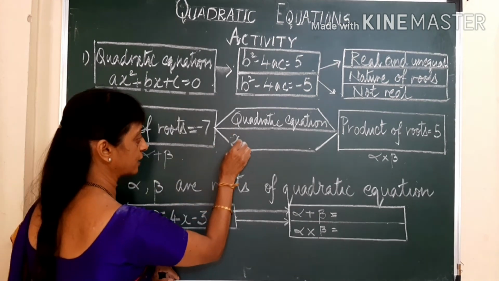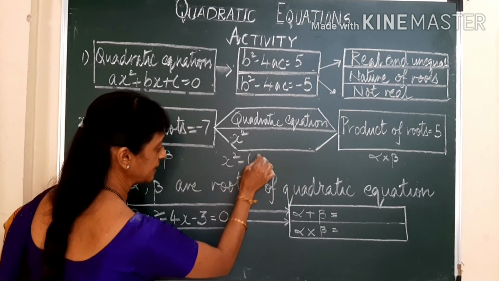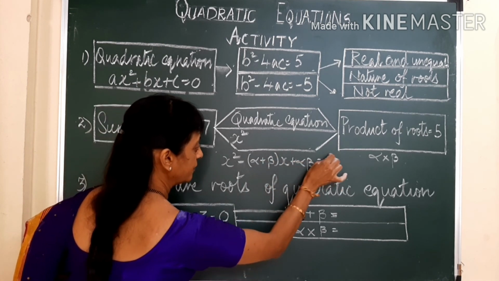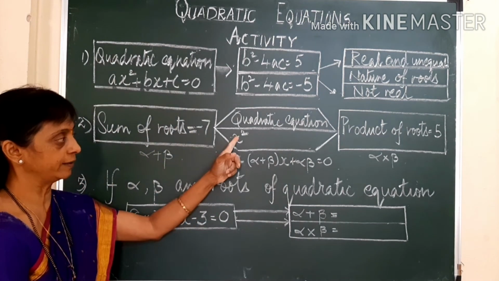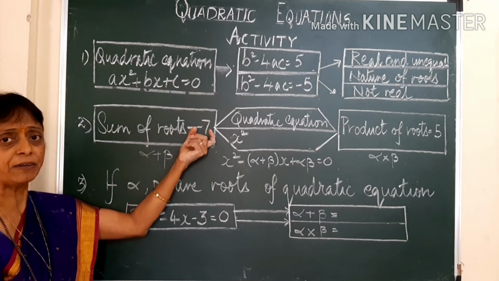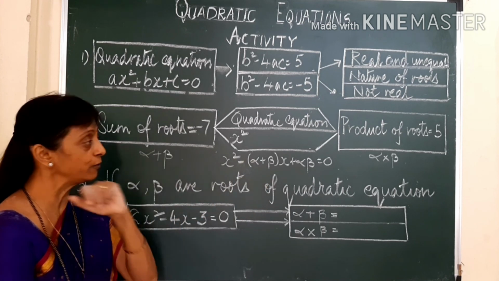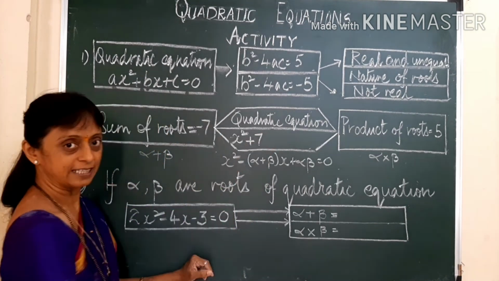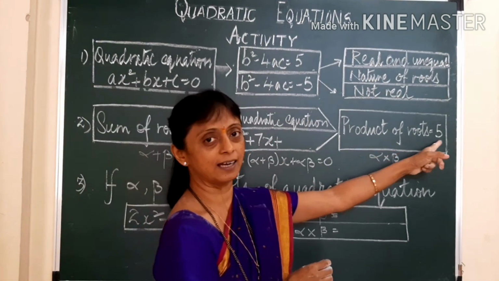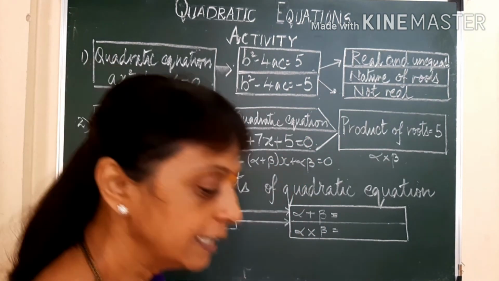So over here you will have x squared minus, I'll write it here, children, x squared minus alpha plus beta into x plus alpha beta, which is equal to 0. So over here x squared is written, minus you'll have to put down, but inside the bracket again what is the answer given? -7. So minus into -7. Minus into minus will give you plus 7 into x plus alpha into beta. The answer is given as 5, which is equal to 0. Right, children?